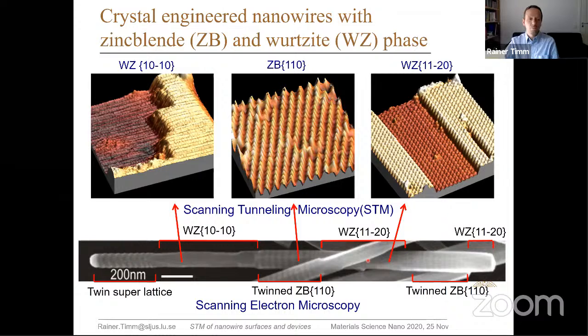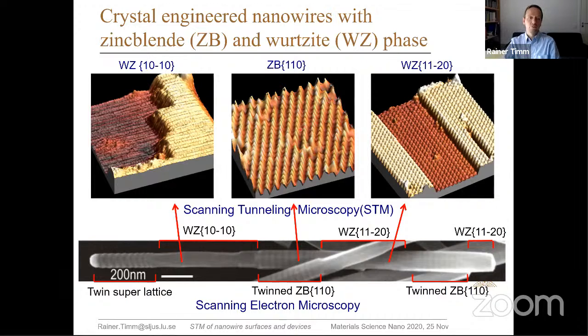So it's only on these nanowires that we can resolve it. For example, here these wurtzite 10-10 surface facet, or this 11-20 surface, which are different directions. And the zinc-blende, the cubic structure, is more well known also from bulk materials, from substrates.